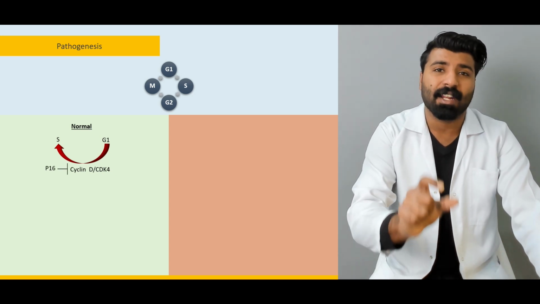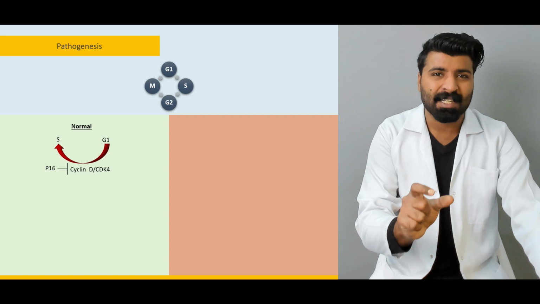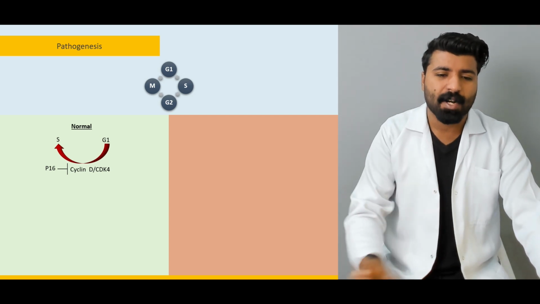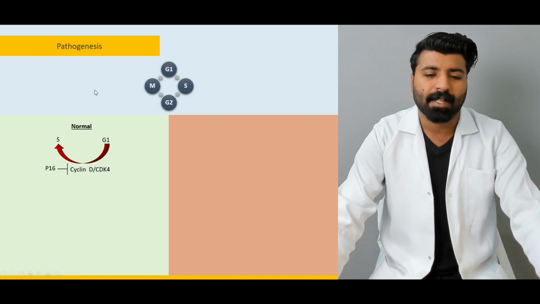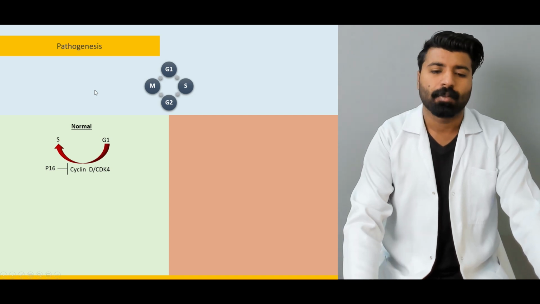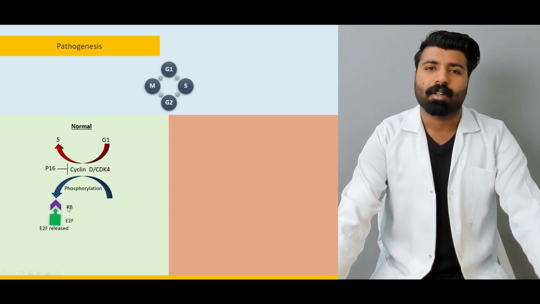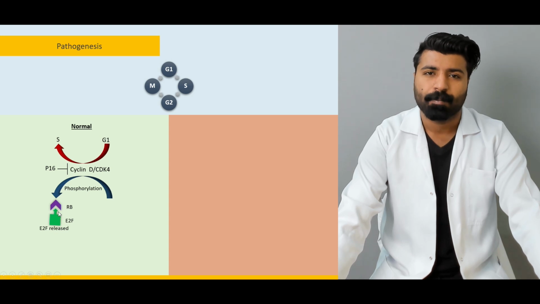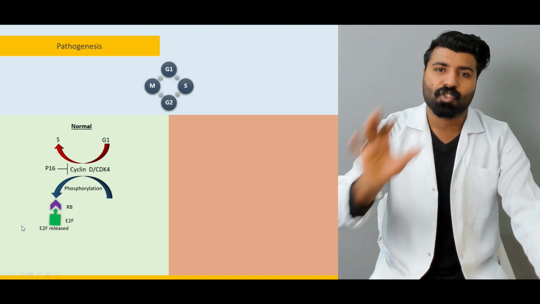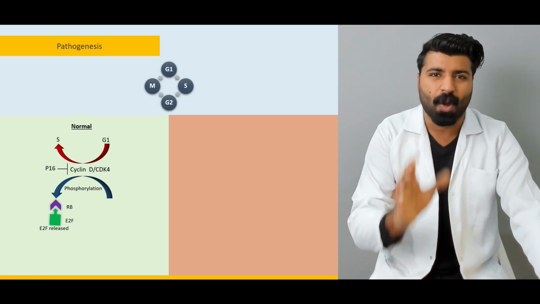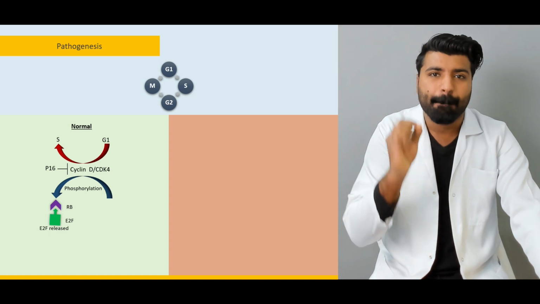Now, P16 is the one inhibiting them. P16 can inhibit their function, and that's why it's there with this line. Now, here phosphorylation happens and gives off what? Retinoblastoma, which is RB, and E2F is released from this retinoblastoma. Now, these are factors which are responsible for tumor suppression, for stopping this process at its very birth.